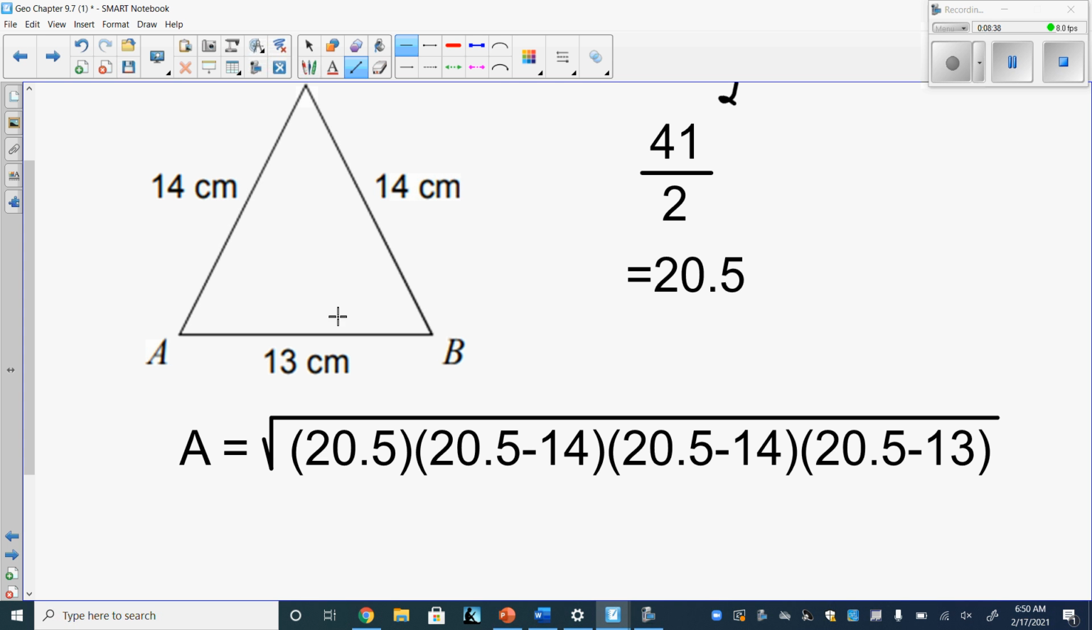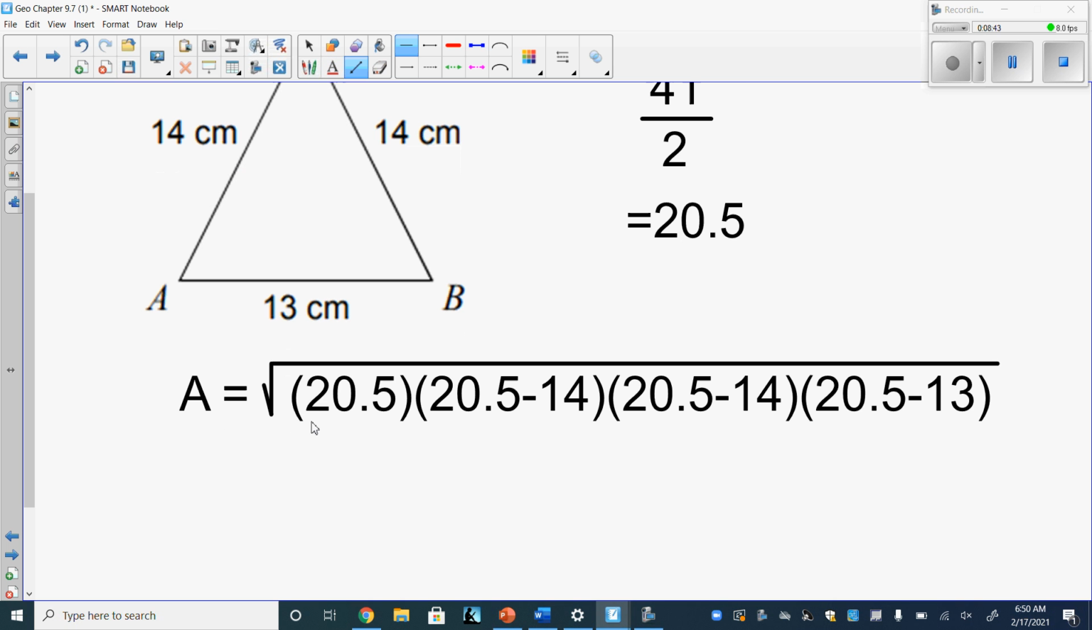I'll put the square root in there because we're taking the square root of all these together. And again, when we do this, we're just taking each one of these individually. So we take S, multiply by S minus one of the side lengths, times S minus a different side length, times S minus the last side length. And that's how we're going to get the area.